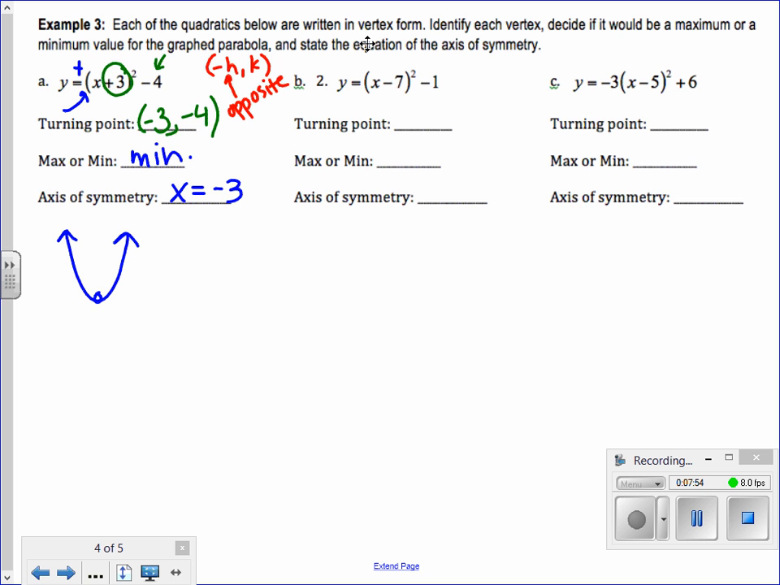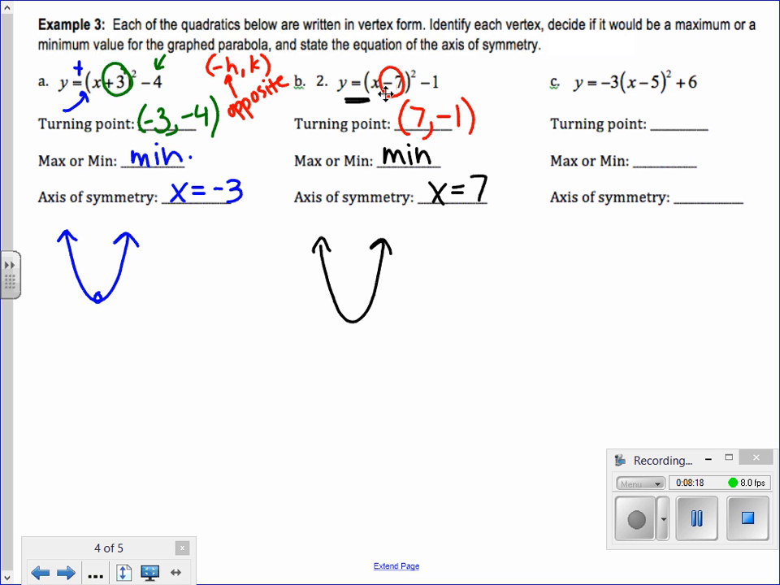All right, so let's go back to the next one. The turning point of the next equation. Again, I take the opposite of what's in the parentheses, so that's positive 7, and then the same number that's outside, negative 1. Because there's no minus sign out in front, my graph opens up, so I have a minimum, and the axis of symmetry is x equals 7.